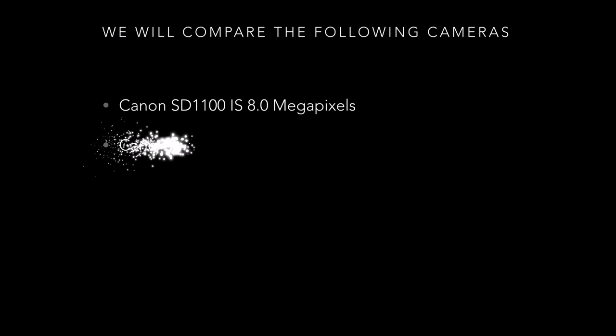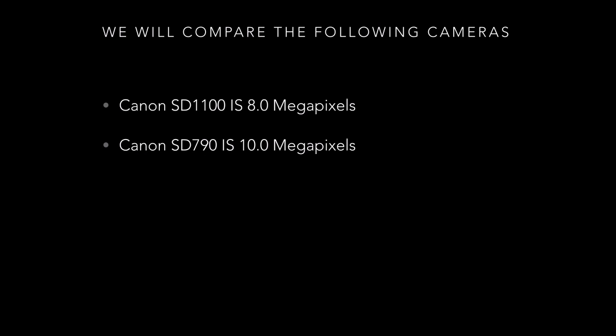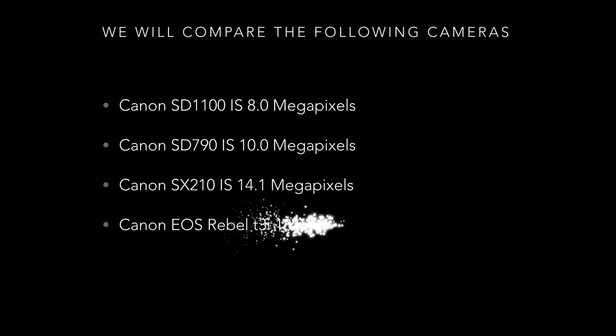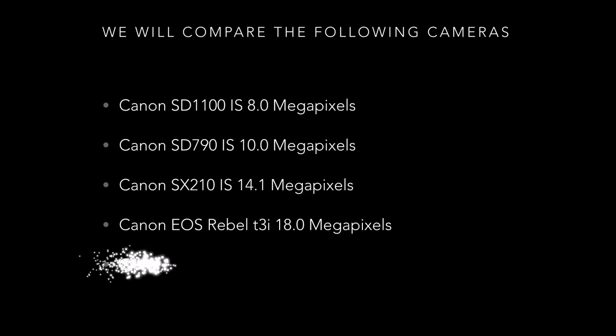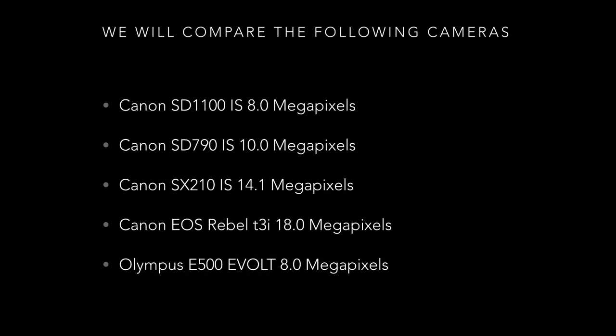We're going to do a brief camera comparison. We will compare the following cameras: the Canon SD1100IS, the Canon SD790IS, the Canon SX210IS, the Canon Rebel T3i, and the Olympus E500 EVOLT.